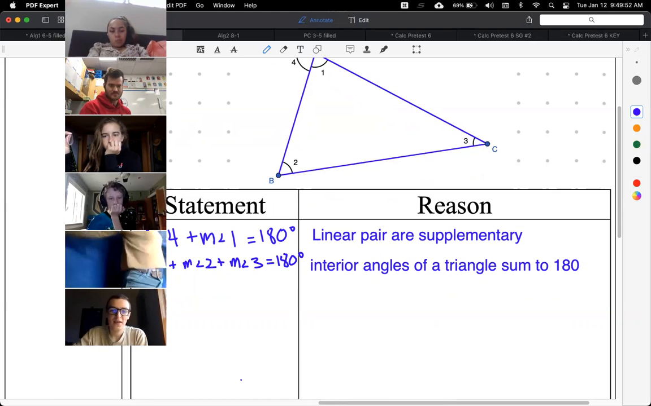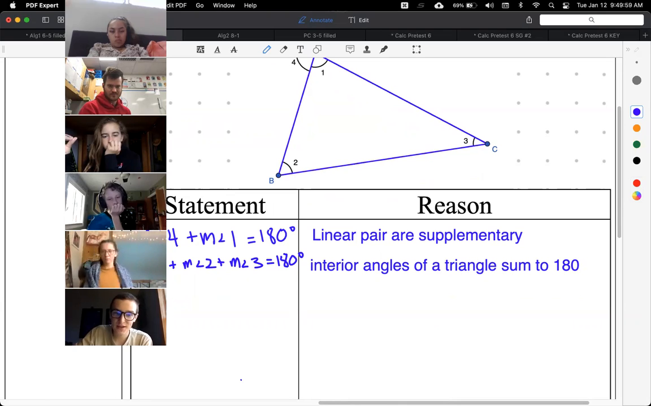Yeah, what do you got? Okay, so what I'm thinking about is that the measure of angle 1 has been used both times in the equations. Therefore, the leftover in both is the measure of angle 4 and the measure of angle 2 plus measure of angle 3. Therefore, the measure of angle 4 must be equivalent to the measure of angle 2 plus measure of angle 3.